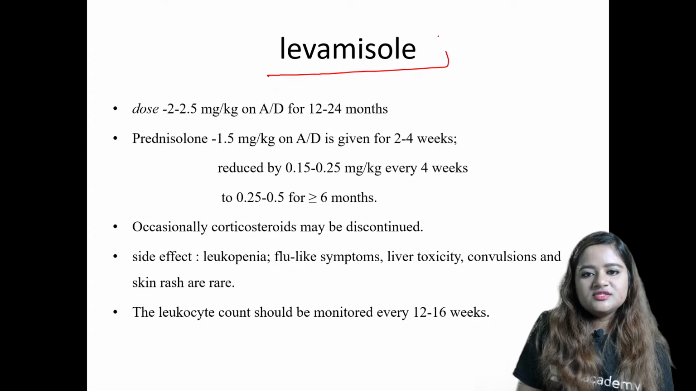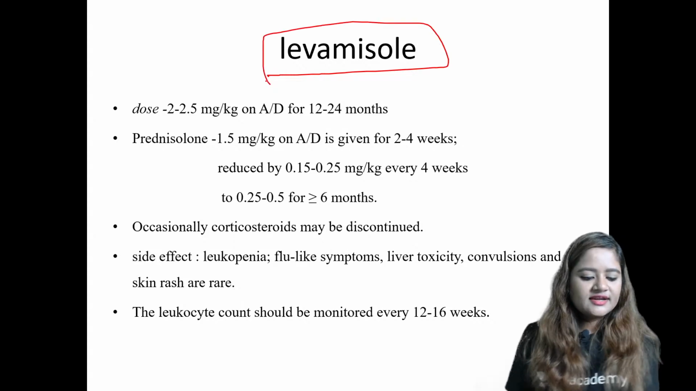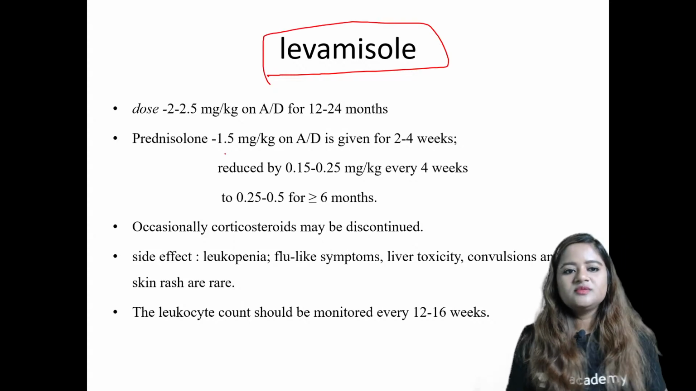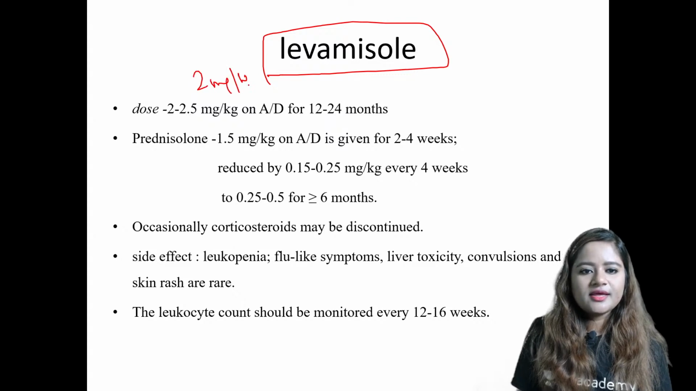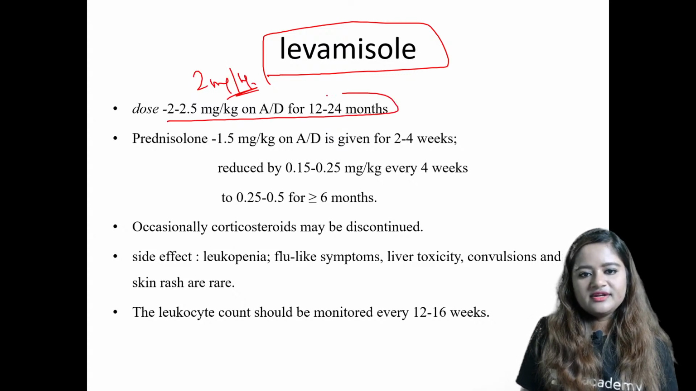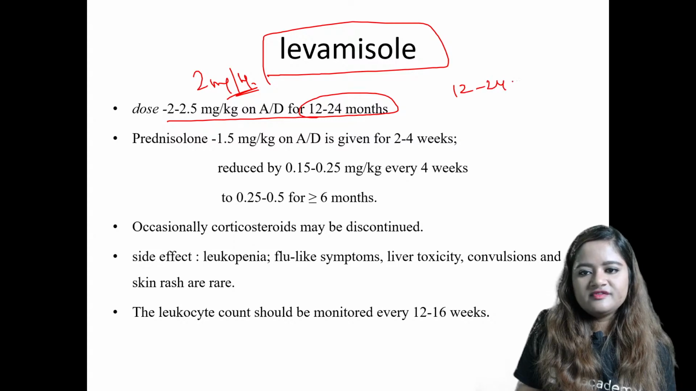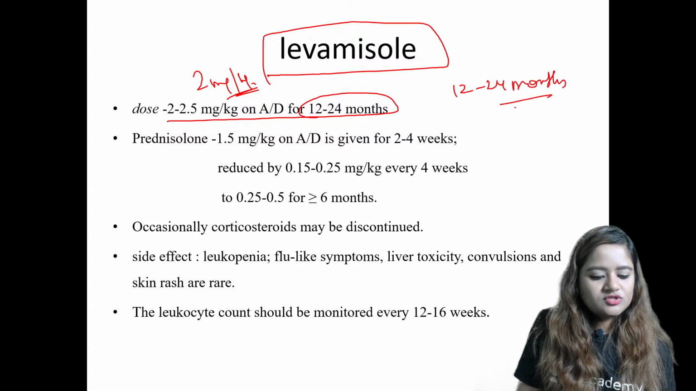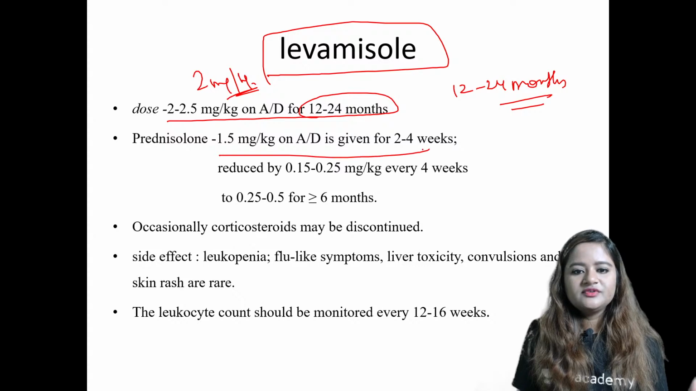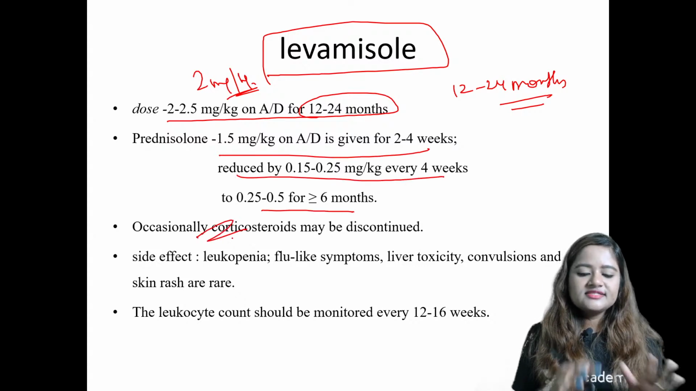Then we have levamisole, which is another second line agent that can be used for nephrotic syndrome. The dose of levamisole is also 2 mg per kg. You have to give it again for 12 to 24 months safely. With this also we give the steroid course to the patient. We reduce the steroid dose to a maintenance level and we can stop it. Okay. So that is the same concept.